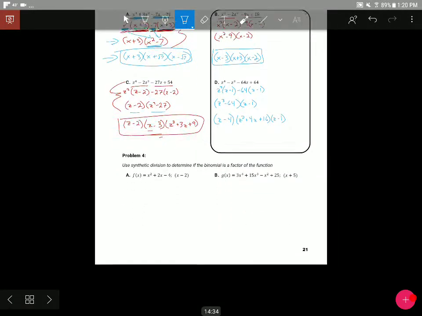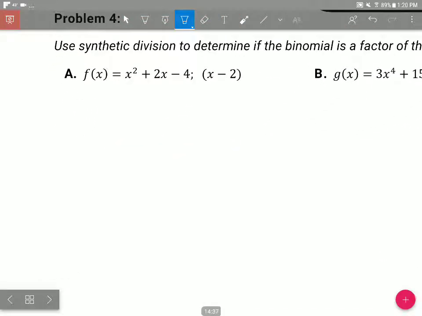Okay? So, problem 4, it says use synthetic division to determine if the binomial is a factor. So what they're trying to find out is this a factor of the polynomial they gave you? So first things first, we got to know what we're dividing by. So set it equal to 0 and solve. So we're dividing by x equals what? Positive 2. Because you have to add the 2 to get it over, right? So this is what we're dividing by. All right, so we got 2.